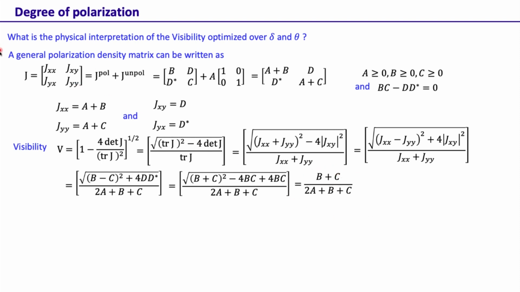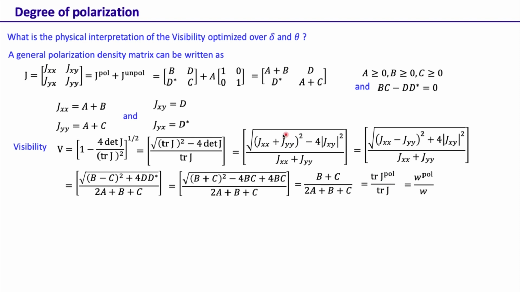So this is with the understanding that we have written our J like this, that is A plus B, A plus C, DT star. Now what is B plus C? B plus C is the trace of this polarization matrix. So if we take the incoming field as having two parts, one completely polarized and one completely unpolarized, this is the trace of the polarized part, and 2A plus B plus C is the trace of this whole J. So visibility is the trace of the polarized part divided by the trace of the whole density matrix.